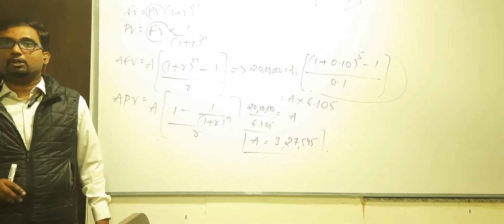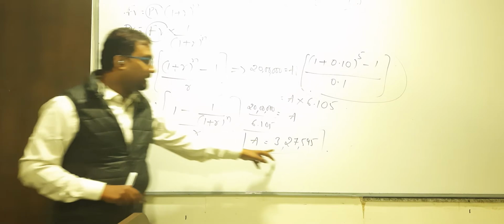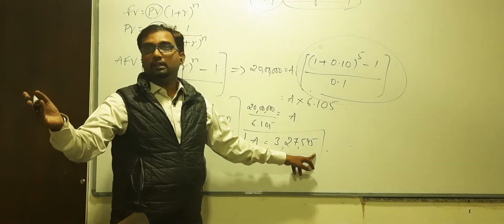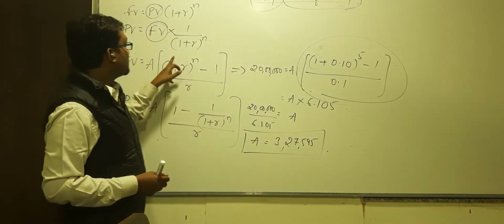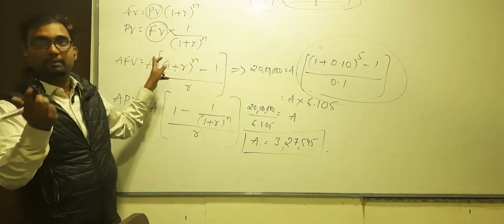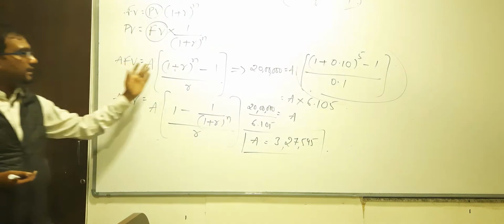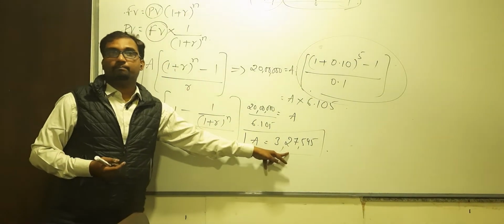That is the logic. Here we have calculated annually how much I have to save. I want 20 lakh after 5 years, and I know the interest rate which I am getting, where I am investing. As the interest rate changes, this also changes.